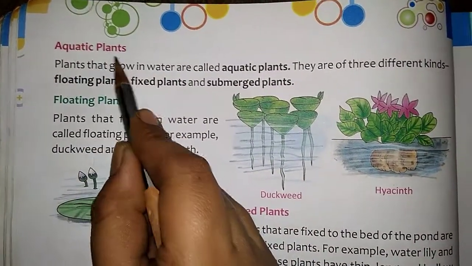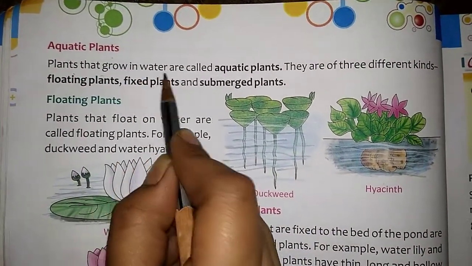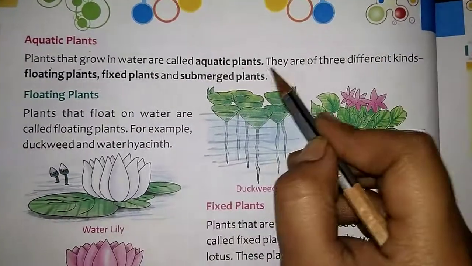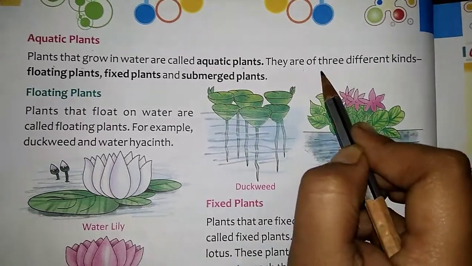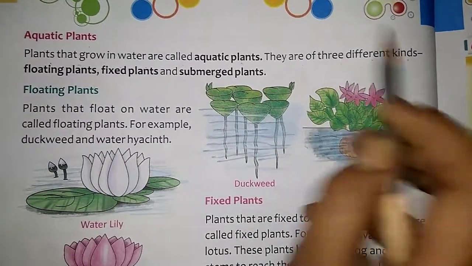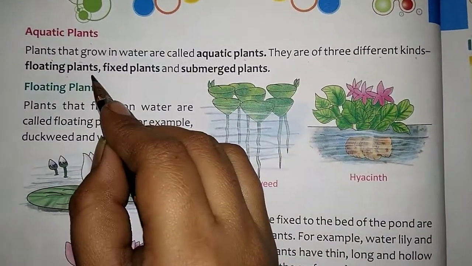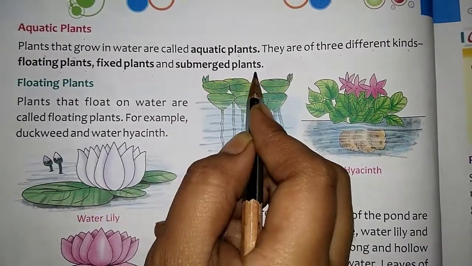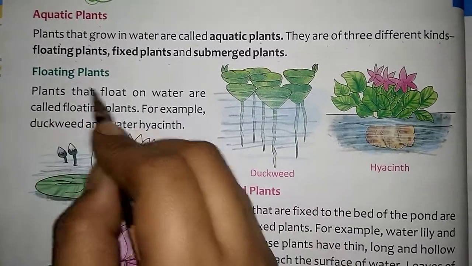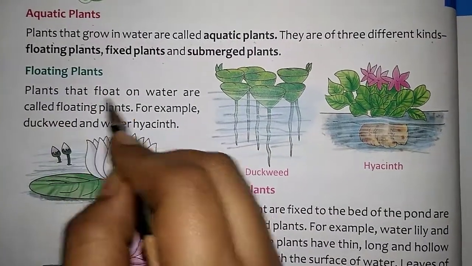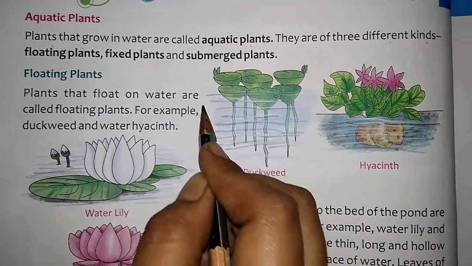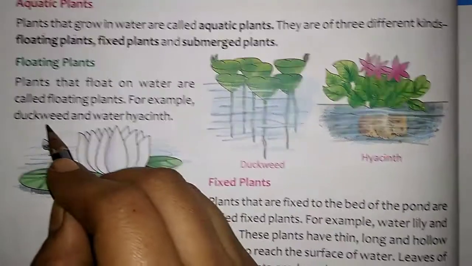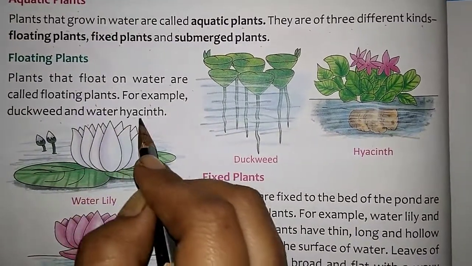Aquatic plants. Plants that grow in water are called aquatic plants. They are of three different kinds: floating plants, fixed plants, and submerged plants. Floating plants. Plants that float on water are called floating plants. For example, duckweed and water hyacinth.